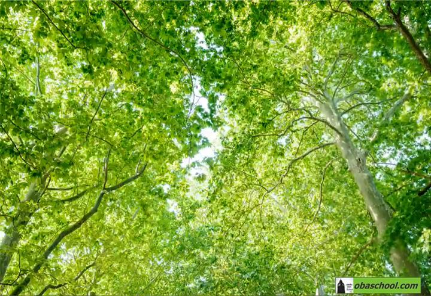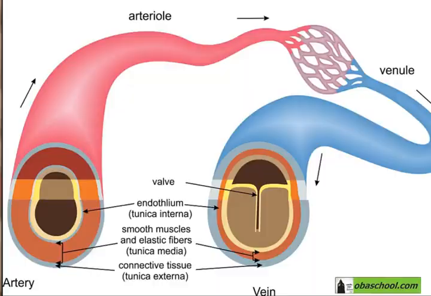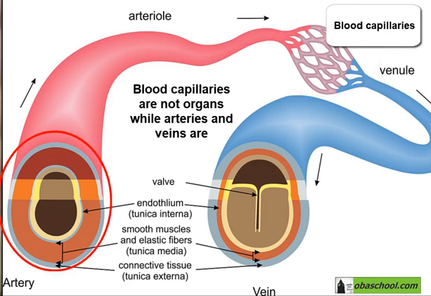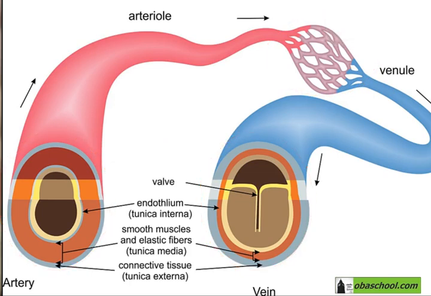It's not easy to determine which structures are organs. Like, for example, blood capillaries. They are not organs, but arteries and veins are organs. Blood capillaries, like arteries and veins, are blood vessels.